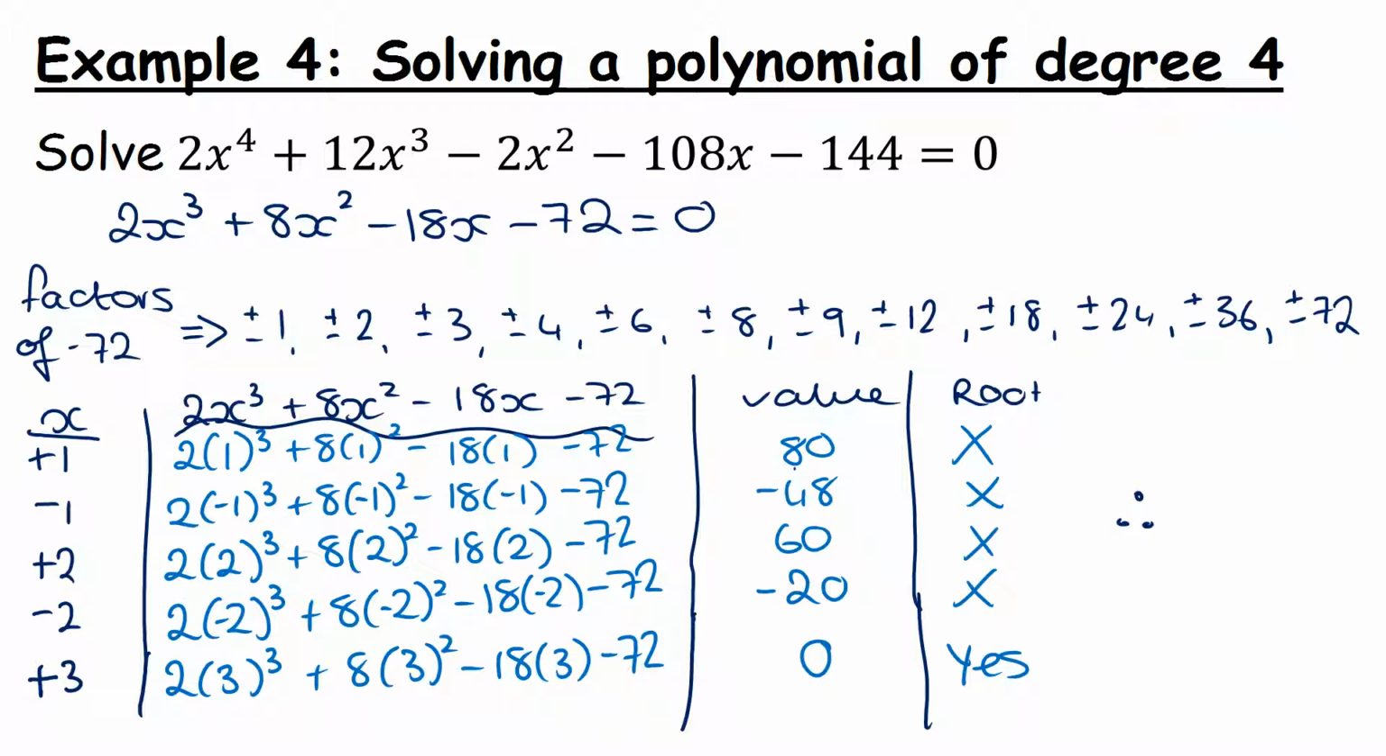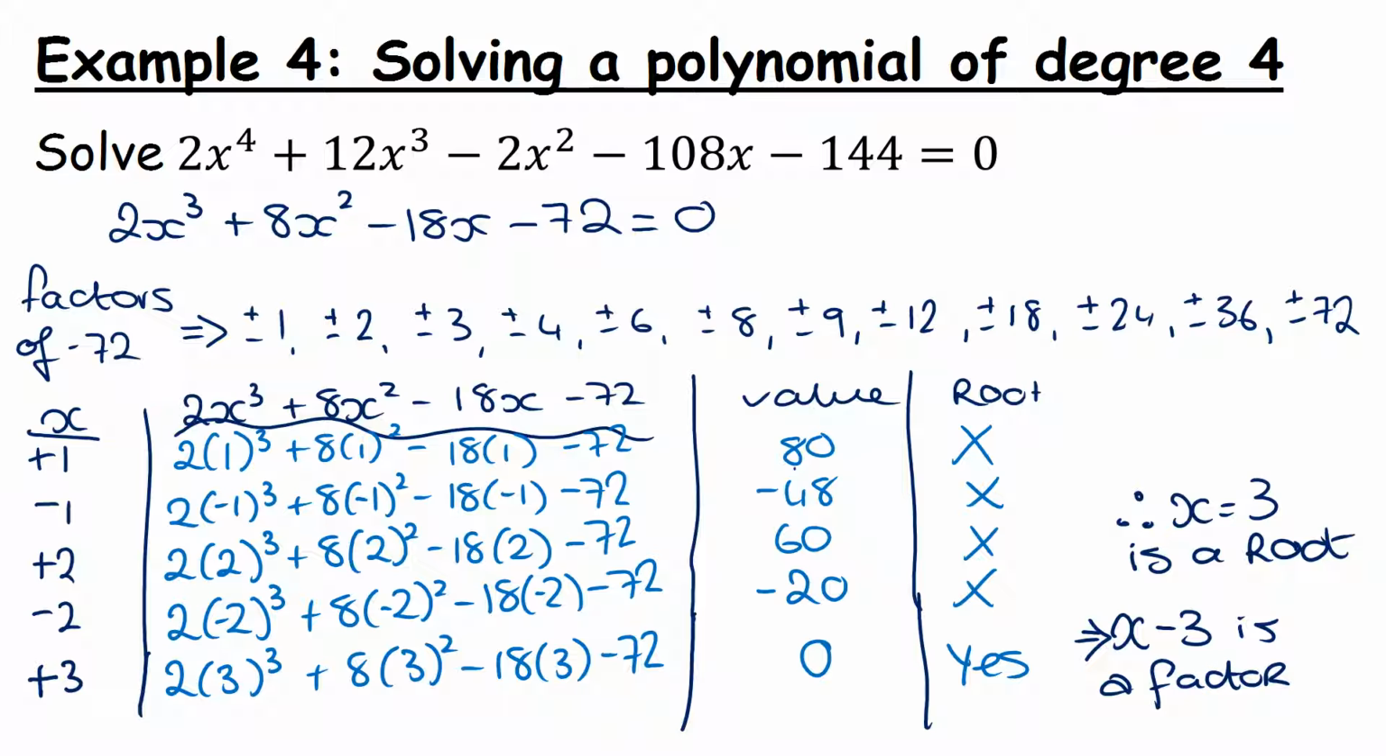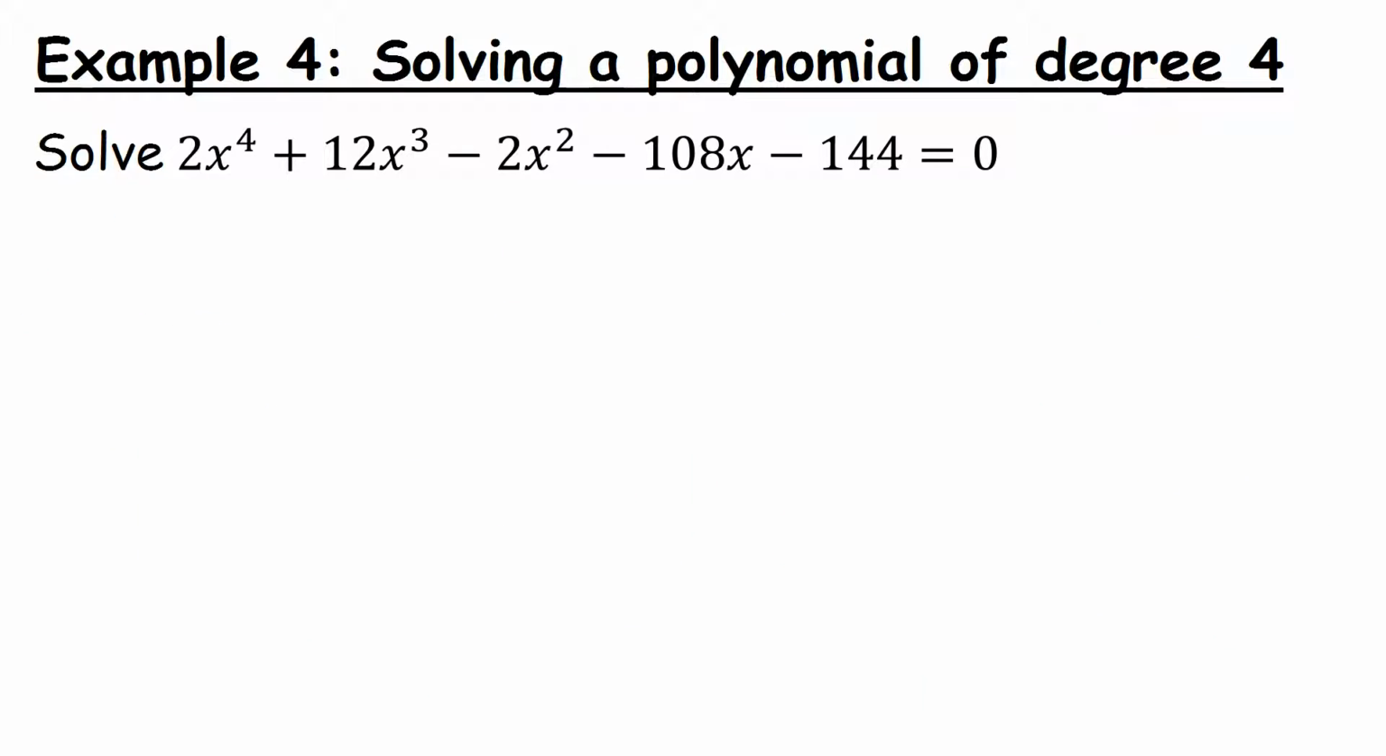Okay, so therefore x equals 3 is a root, and the follow on from that is that x minus 3 is a factor. Now we're going to use this factor and divide it into our cubic to find a quadratic, which we will then be able to solve for the last two roots. Remember, we have had two roots so far: we've had a minus 2 and now we have a plus 3. So we have x minus 3, and we're going to divide this into our cubic.